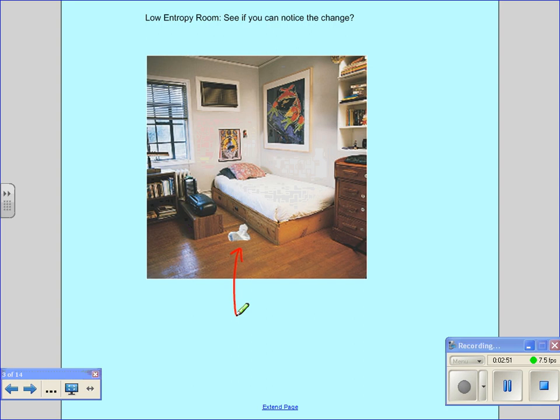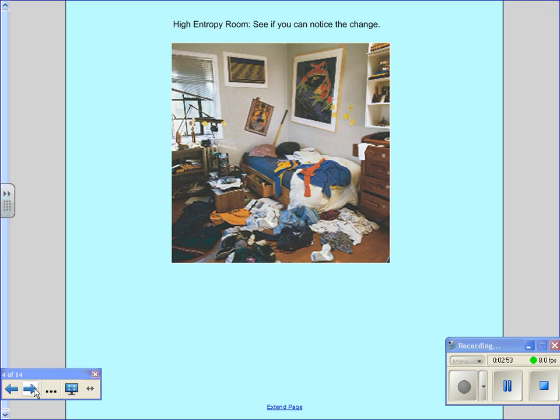Let's check the next system, see if we can find a change in this one. So again, higher entropy, a small change should be harder to notice. So take a look, study that, and close your eyes. I'll tell you when to open them. See if you can notice the change this time and how quickly it takes you to notice the change.